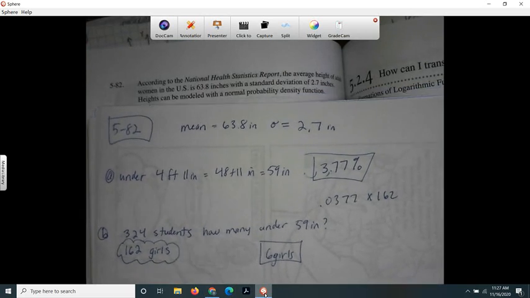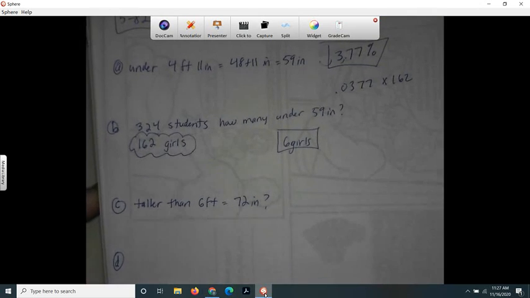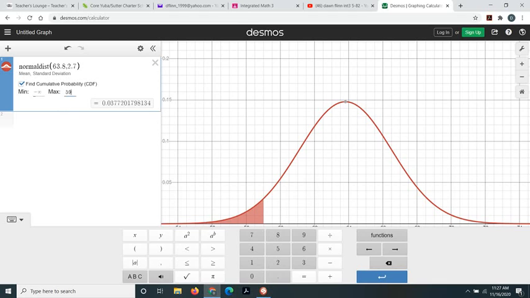And then letter C, how many senior girls would you predict are taller than 6 feet? And what assumption are you making? Well, first of all, 6 feet is 72 inches, and I want to know how many of them are taller. So first of all, let's get our percentile. So we're going to get that over here. So who's taller? So I think we have to go this way. 6 feet is 72 inches, so we're going to put a 72, and then we're going to let this be infinity.